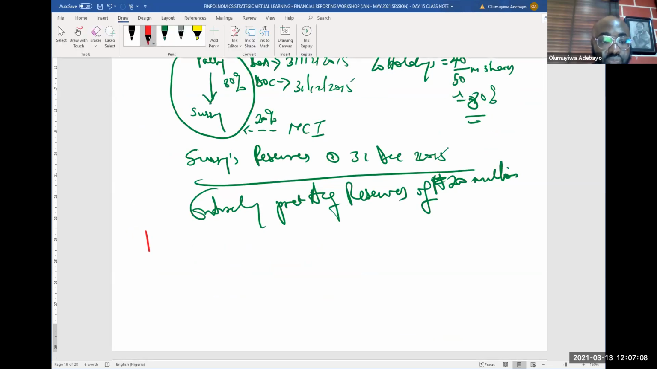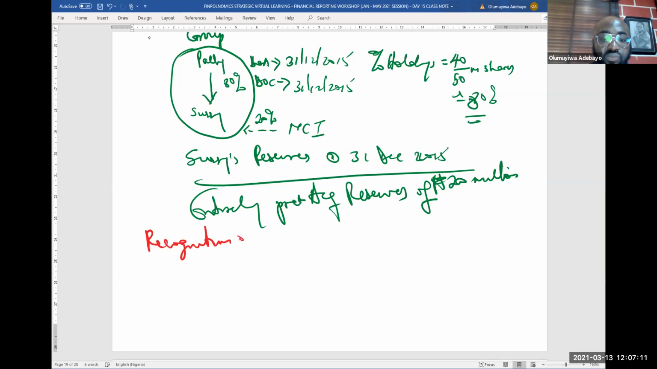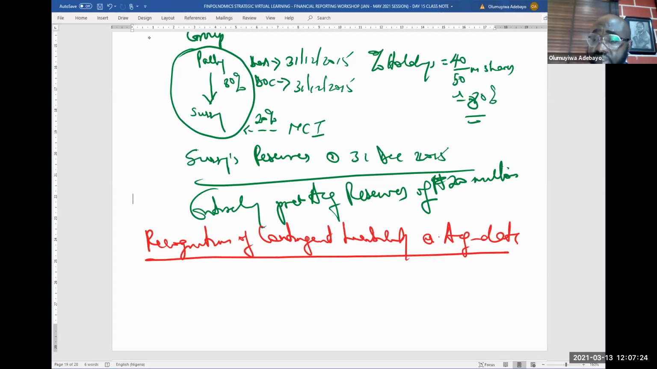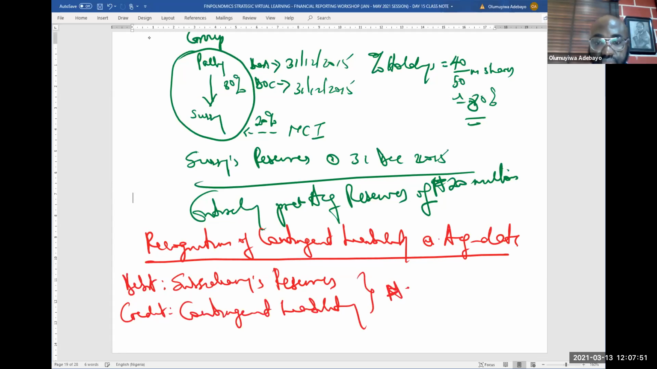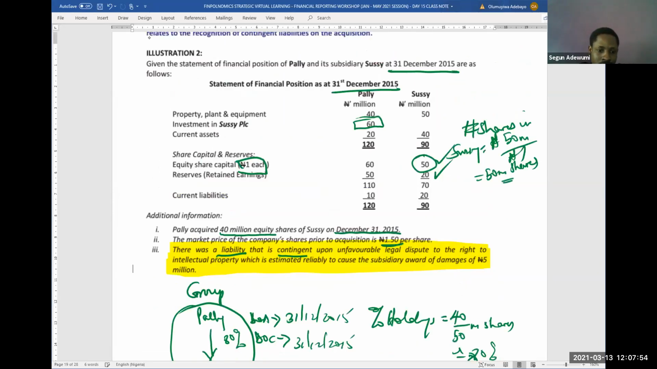Therefore, I come here: recognition of contingent liability at acquisition date. The increase in liability is as a result of an expense. Therefore, I debit my expense to the profits, which means to the subsidiary's reserves, and I credit liability, which is the contingent liability. And how much is it? 5. 5 million. Okay.